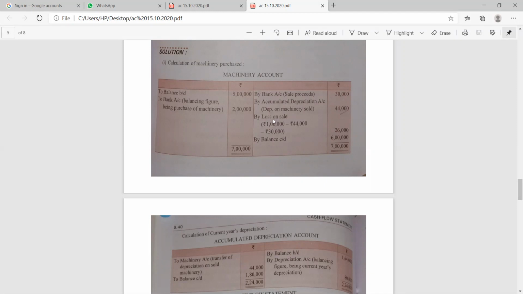Now, the value of the machinery is 1 lakh, and the accumulated depreciation is 44,000. It is sold for rupees 30,000. It means the loss is borne by the business on this machinery while selling out, it is 26,000 rupees. So you have to mark the loss on sale of machine as well. If the sale price is more, it is shown on the other side, that will be profit. In this way, by putting all these items, we can get the balancing figure, that is the bank account, at the time of purchase of machinery.